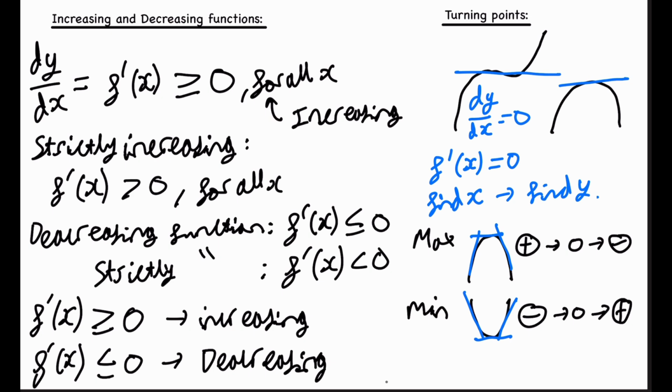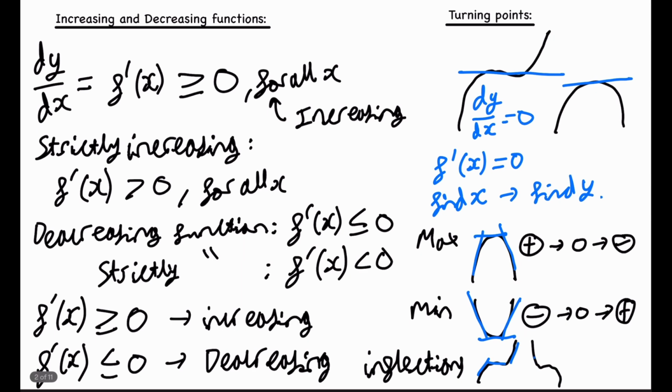And then you'll have an inflection. And there's two different types of inflections. You either have one that looks something like this, or one that looks something like this, where you would start off with a positive gradient, then zero gradient, then positive, then you'll have negative gradient, zero gradient, and then negative again. So you would go from either positive to zero to positive, or negative to zero to negative. And these are all the types of turning points.